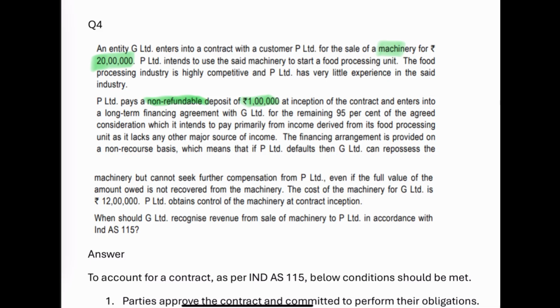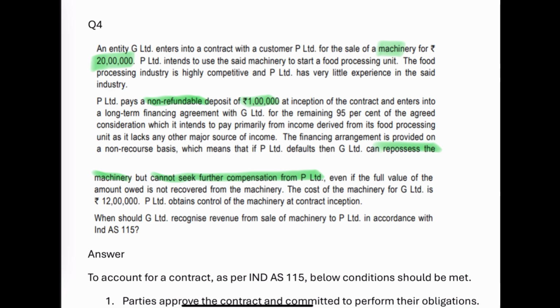So the financing arrangement is provided on a non-recourse basis. Non-recourse basis means that if P Limited defaults, then G Limited can repossess the machinery but cannot seek further compensation from P Limited. So if P Limited could not make payment to G Limited, G Limited can have access to the machinery, in whatever condition it is at that point in time, but no further compensation can be received from P Limited. So that's the meaning of non-recourse.